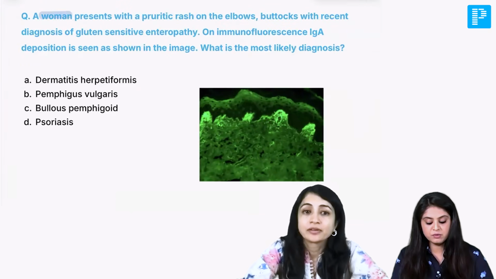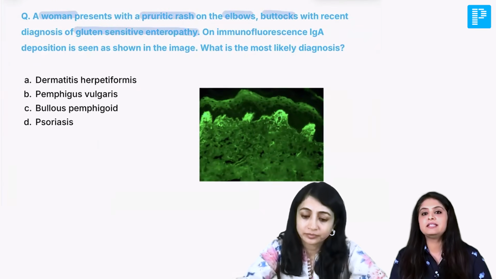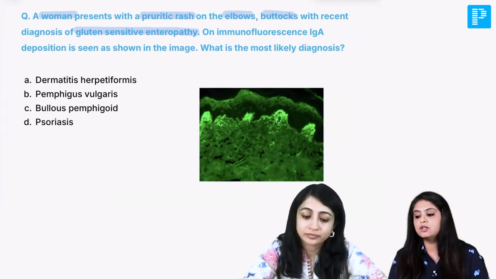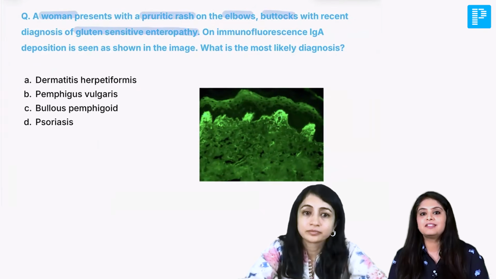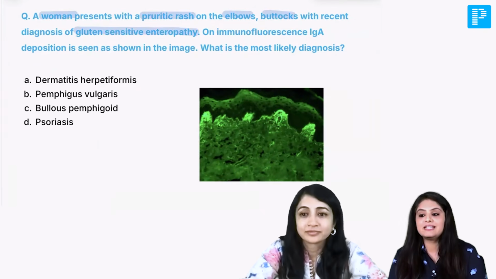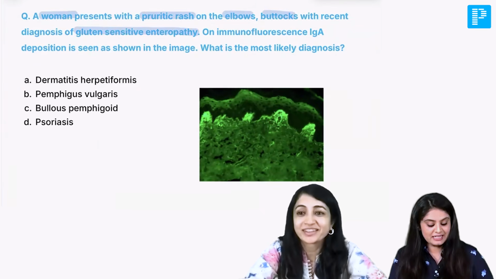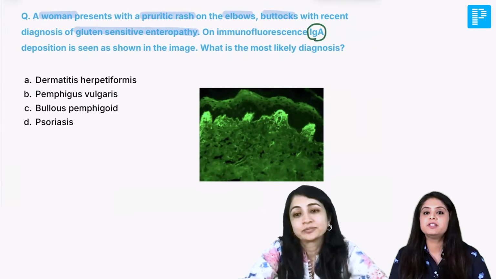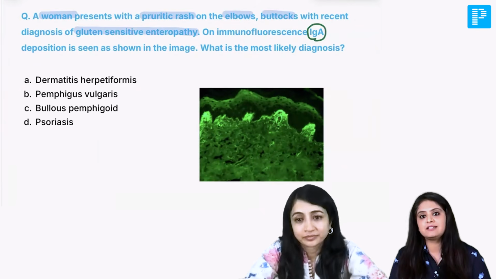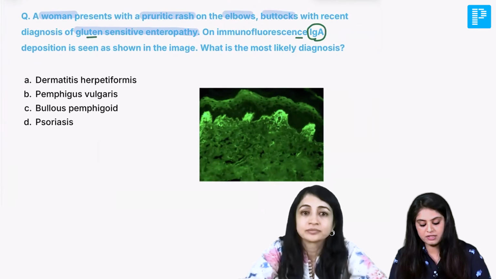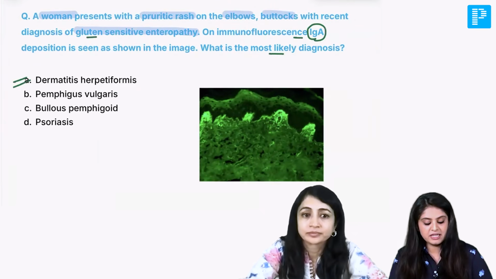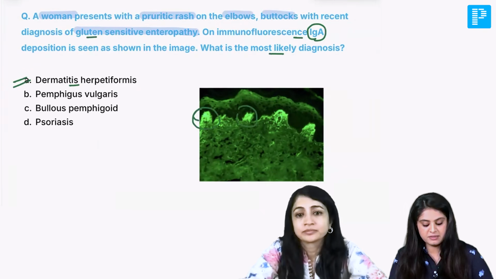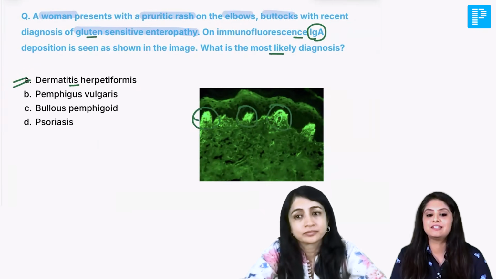Here we have a woman who has presented with a pruritic rash on the elbows and the buttocks, with a recent diagnosis of gluten sensitivity. So the extensor surface is mentioned, and the gluten history is mentioned. I'm just saving time. And I think, ma'am, I'm saying the right things clinically and highlighting them correctly. On immunofluorescence, we further have IgA deposition. Everything over here is going in favor of dermatitis herpetiformis, be it the clinical picture or the immunofluorescence. And that gives me the answer also. I can see the classical tip lesion and the dermal papilla IgA that is getting highlighted.